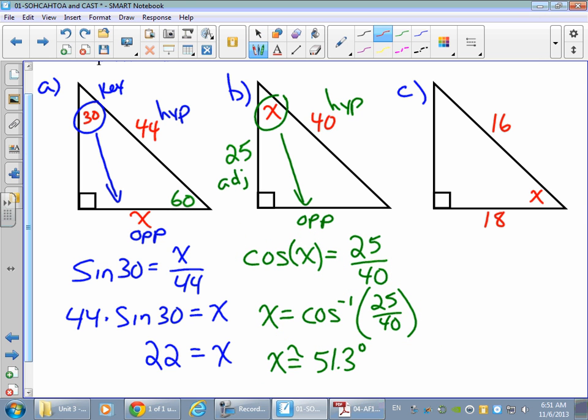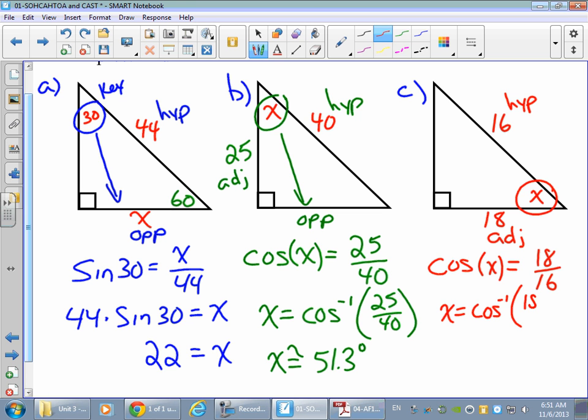And now last question. Again, focus on the x here. I have my adjacent, my hypotenuse. And so as we just saw, with adjacent and hypotenuse, we'll be looking for cosine. And again, exact same question as last time. 18 over 16. X is going to be the inverse cos of 18 over 16, which is, I'm just punching in my calculator.